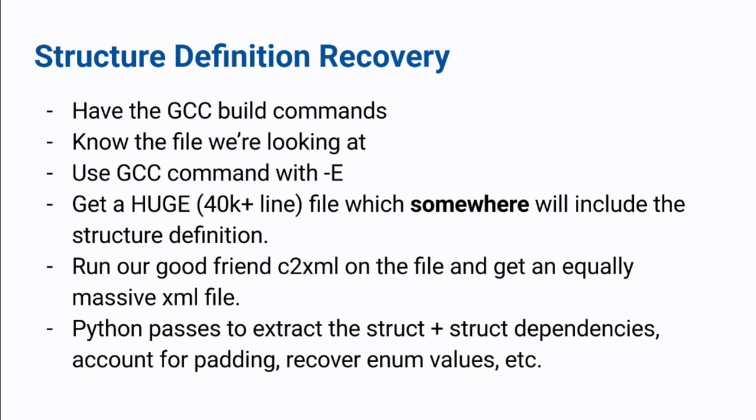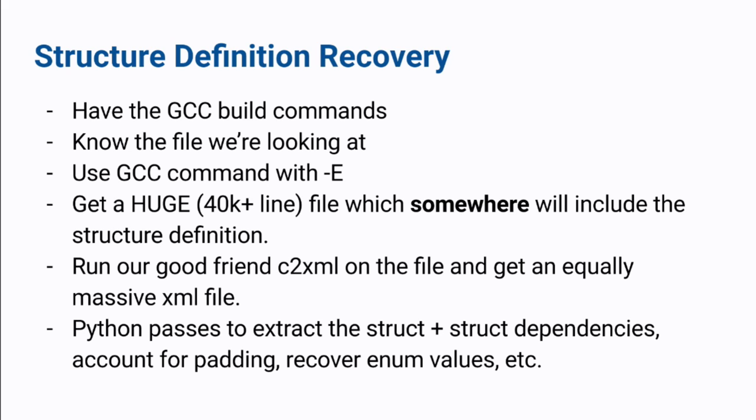All we have to do is find the GCC command that was used to build the C file originally. Then from there, we throw on the -E option to the original build command, which invokes the C preprocessor. For us, that means if somewhere in that C file it used this struct, then after the preprocessor resolves all the dependencies, the definition of that structure should be in the preprocessed file somewhere, along with anything that it relies on.